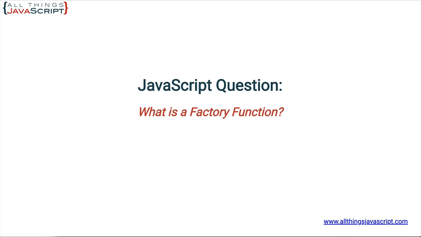Now, factory functions are really not mysterious. They are easy to define. A factory function is simply a function that returns an object without using the keyword new. So the end result of the function is the return of an object. Let's look at an example really quick, and then we'll talk about why and when you may want to use them.